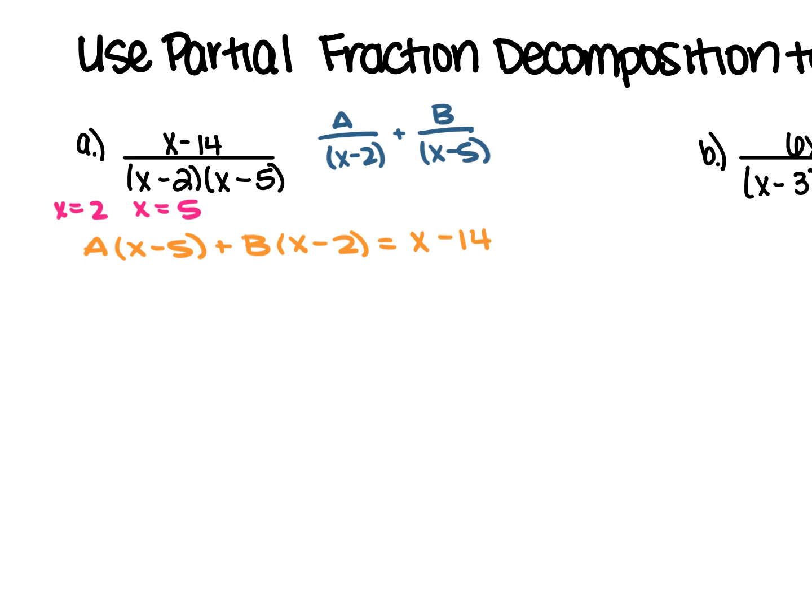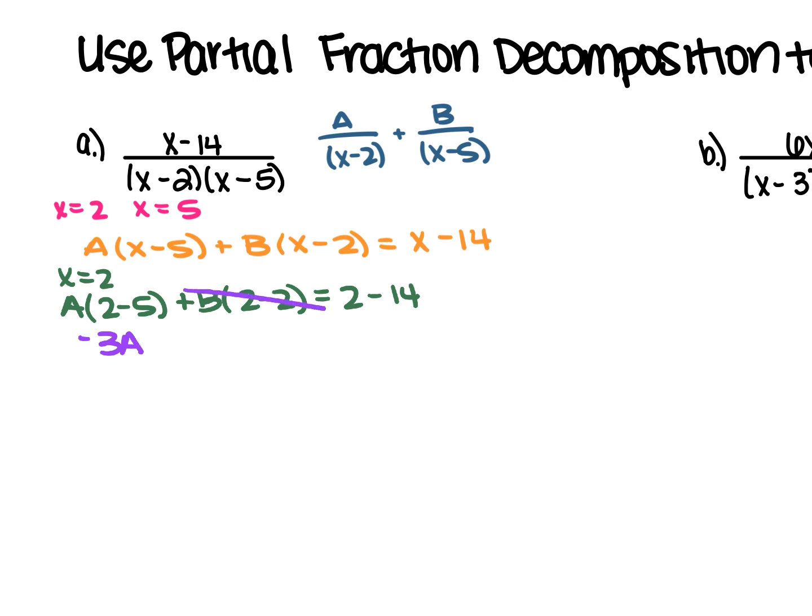So if we plug the 2 in first, we're going to have a times 2 minus 5 plus b times 2 minus 2 is equal to 2 minus 14. Your 2 minus 5 gives you negative 3 times a. The b times 2 minus 2 is b times 0. Anything times 0 cancels out, so that b disappears. The 2 minus 14 gives you negative 12. From here, move your -3 over to solve for a, and you get that a is equal to 4.